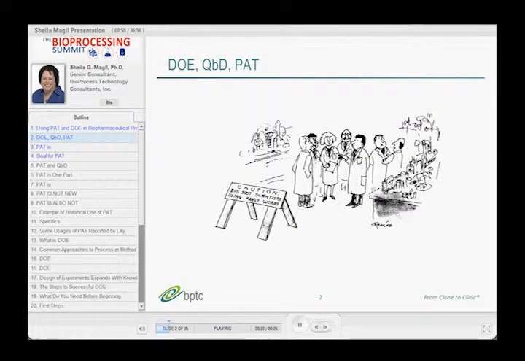Okay, DOE, QBD, PAT, lots of abbreviations meaning lots of different things. And sometimes it feels like you have to be a member of the in crowd to understand what those mean. I think at the end of my talk, and certainly after both Joyce and Susan have spoken, these terms won't be sort of odd or unfamiliar.